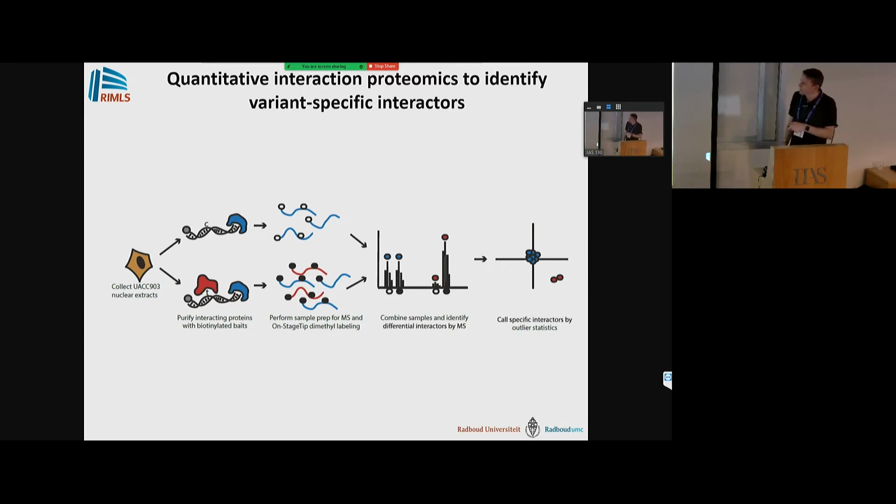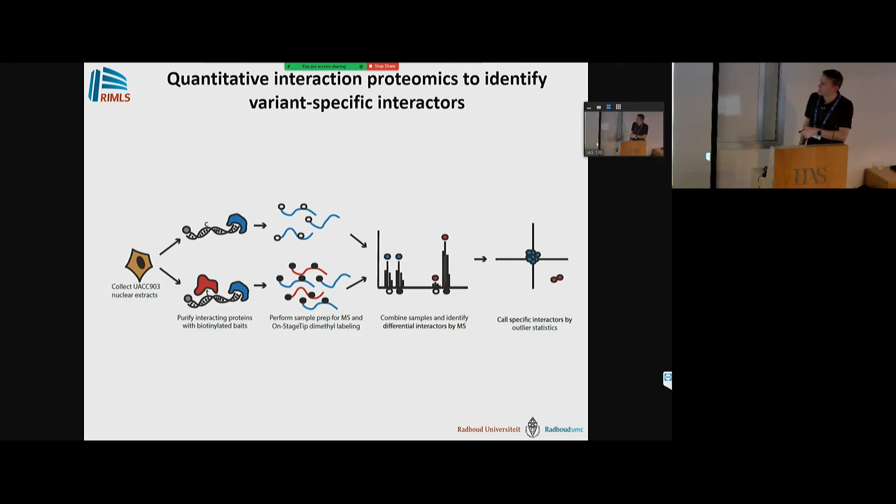So the principle is shown over here. It's, in principle, very simple. We take cells that we grow in culture. In this case, this is a melanoma cell line that you can grow in the lab. We make nuclear extracts, and these extracts are then used for in vitro DNA pull-down experiments.